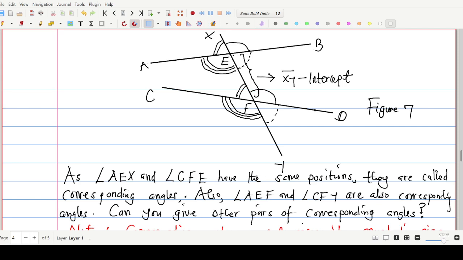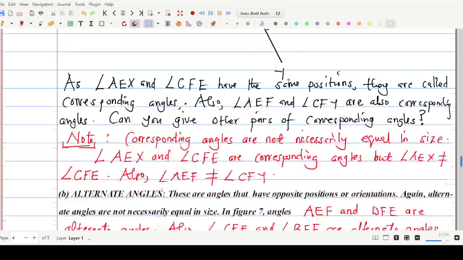And note that if angles are corresponding, that does not necessarily mean they are equal. There is a condition for corresponding angles to be equal. It is one thing for angles to be corresponding, and it is another thing for angles to be equal. Right? They are different concepts entirely. There's a condition for which corresponding angles will be equal. We're coming to that. We shall see that later. Now, let's go to the next part of the work.